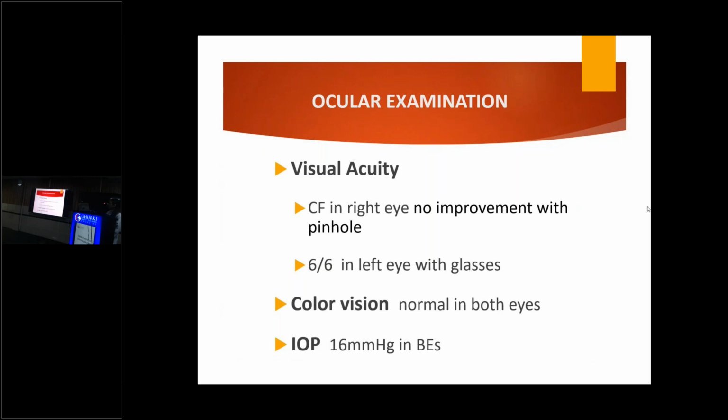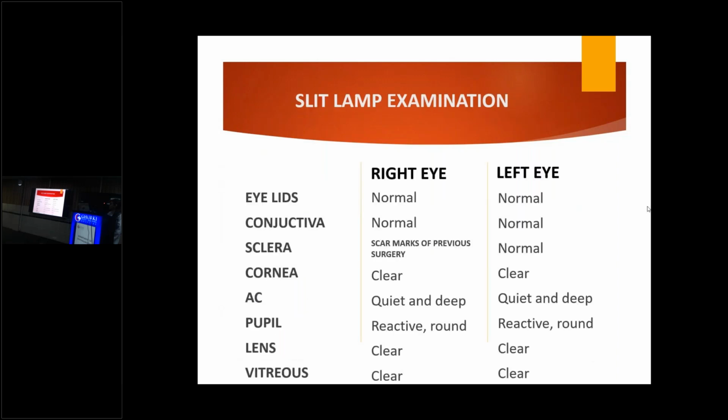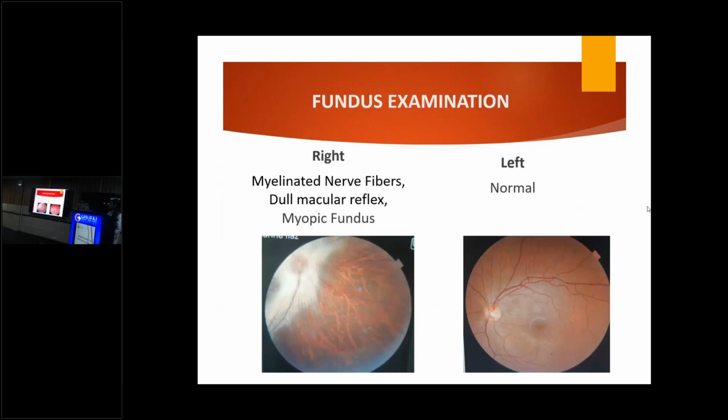The color vision was normal in both eyes, and the intraocular pressure was 16 millimeters of mercury in both eyes. The slit lamp examination of the patient was completely normal, except that the scar marks of previous surgery were noticed on the sclera of the right eye. These are the pictures of the fundus of the patient. The left side is completely normal, while on the right side, we can notice myelinated nerve fibers, the macular reflex is dull, and the fundus is myopic.